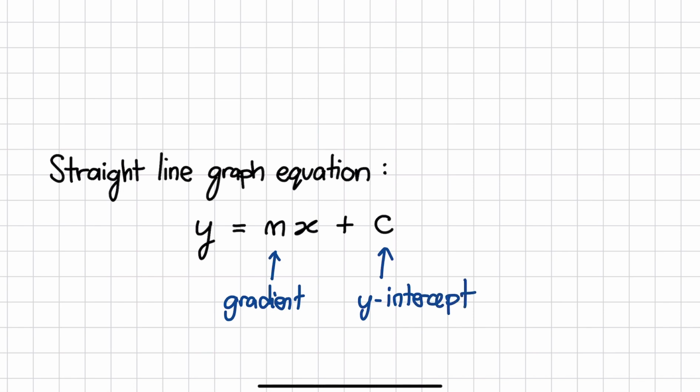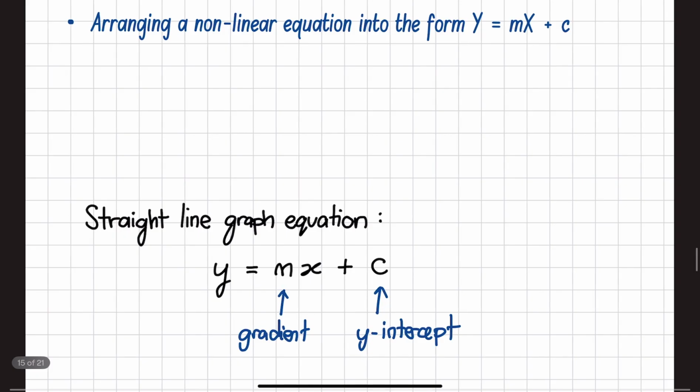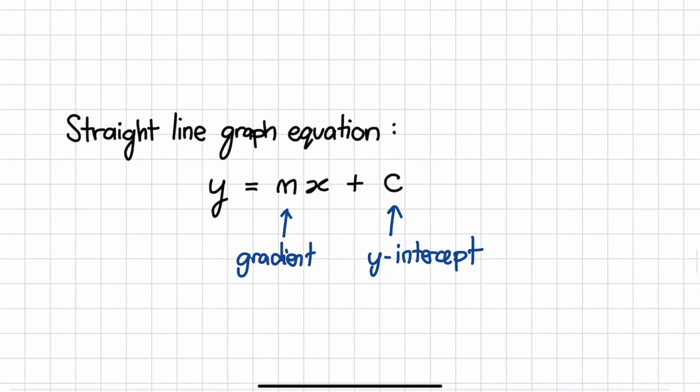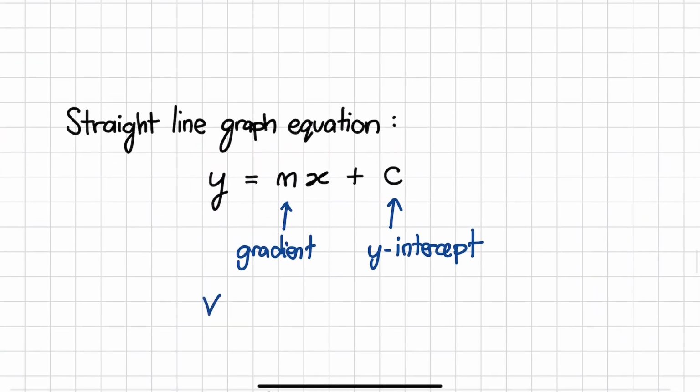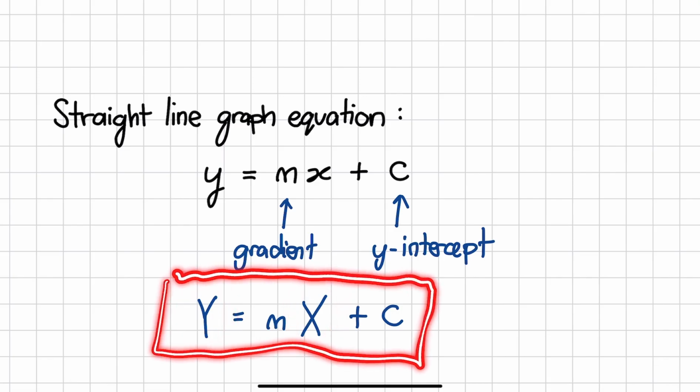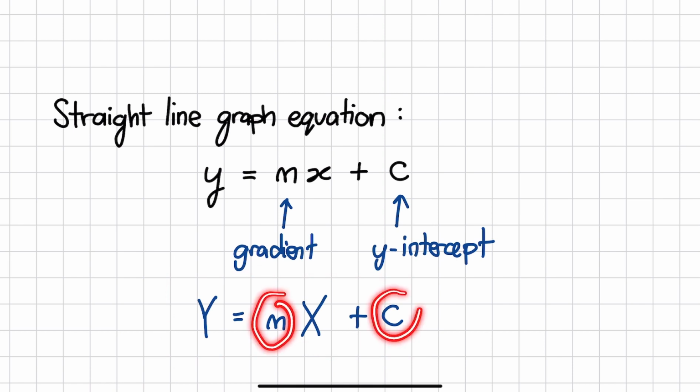Okay, so essentially what we want to do in this chapter is to turn any non-linear equation into this linear graph equation form, whereby I can rewrite the equation to become capital Y equals mx plus c. In this form, I can turn any non-linear equation into this form, whereby this can contain any functions such that I can arrange it in this similar format. And from here, I can obtain the gradient and y-intercept very easily.